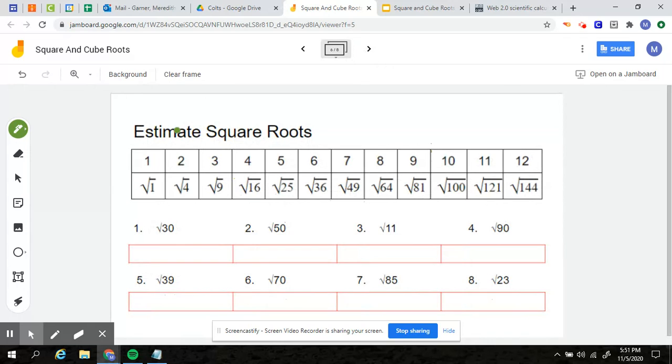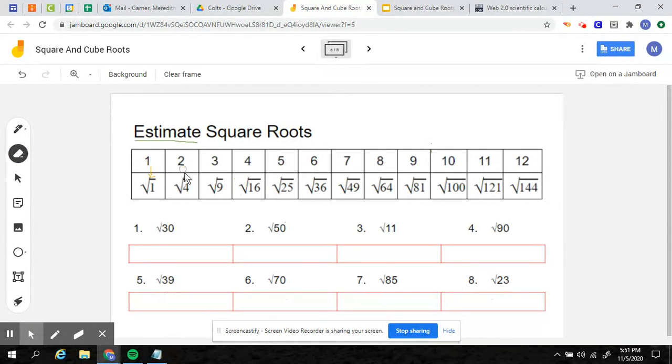Moving on to this slide, we will not be using our calculator. Instead, you will see that it says the word estimate. Estimate just means get as close as possible. We're going to do this by using our perfect squares. This table up here shows all of your perfect squares. For instance, 1 squared will give you 1, which is under our radical. 2 squared gives you 4. 3 squared is 9. 4 squared is 16. 5 squared is 25, and so on. So this whole table is showing your perfect squares.